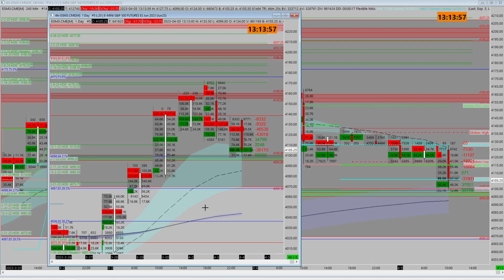Well, market structure is on our side. Order flow is on our side. We have an aggressive buyer. I'm going along with them. You see that? You have the framework and the context behind.